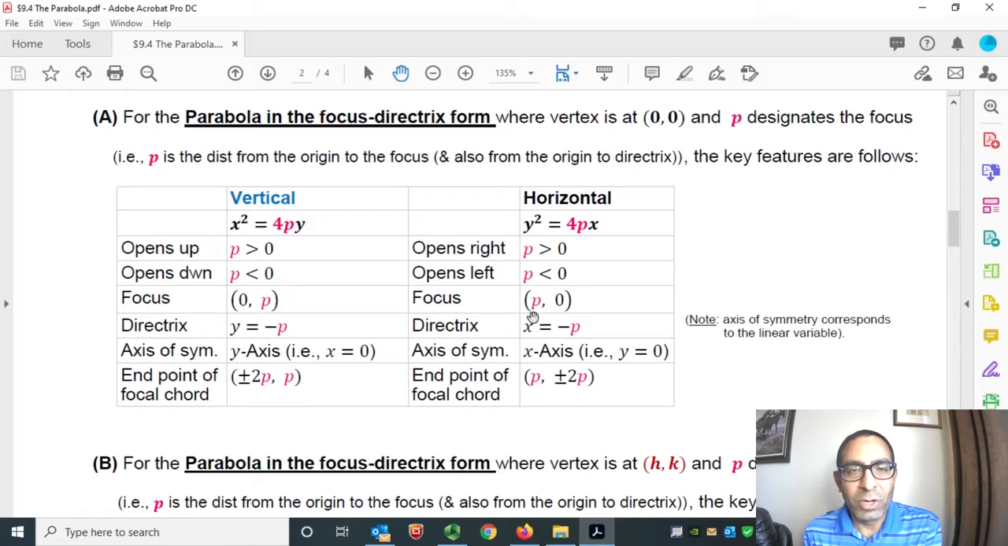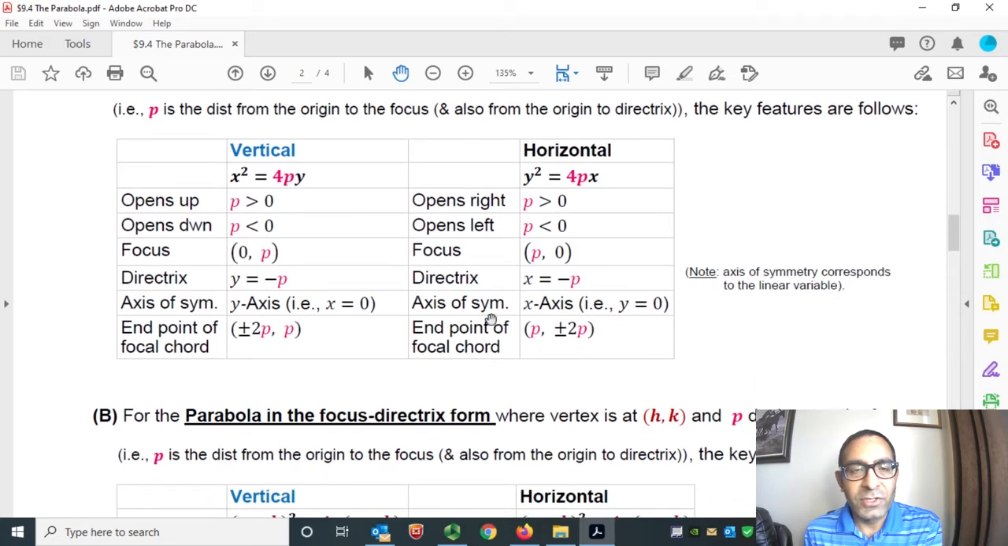Focus is at the point p, 0. Directrix is x equals negative p. Axis of symmetry is the x-axis, and the endpoints of the focal chord are at p, ±2p.